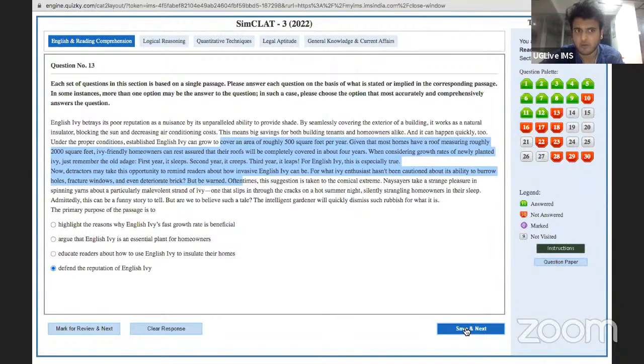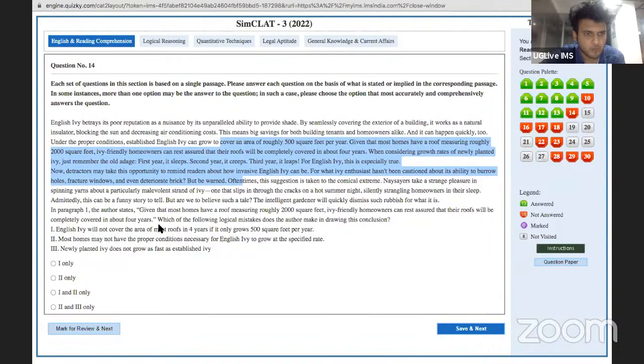क्या लगता है D होगा? 13D. The author is drawing this conclusion.